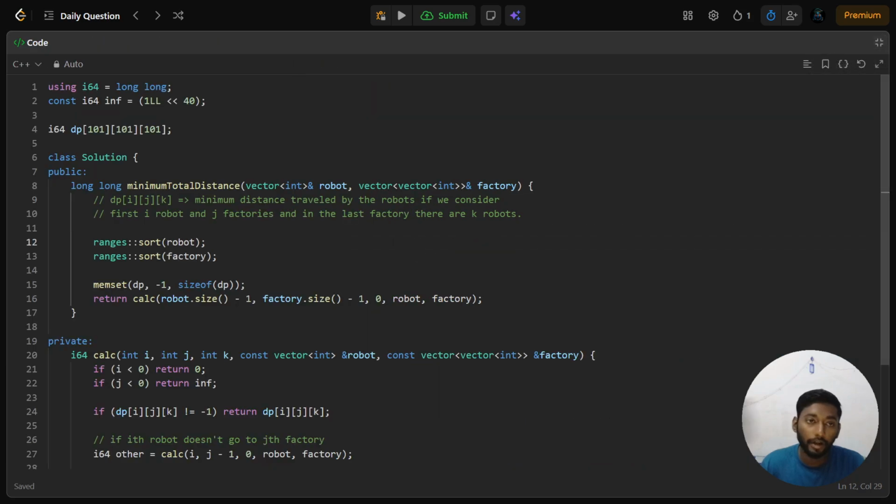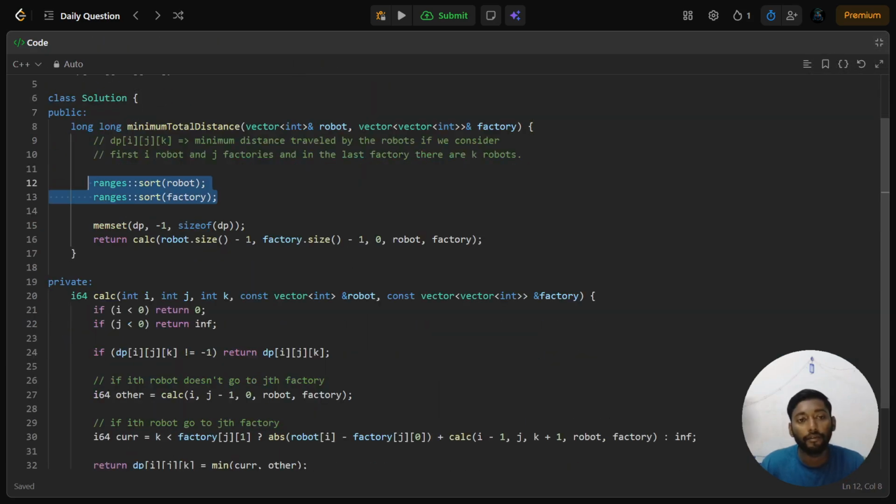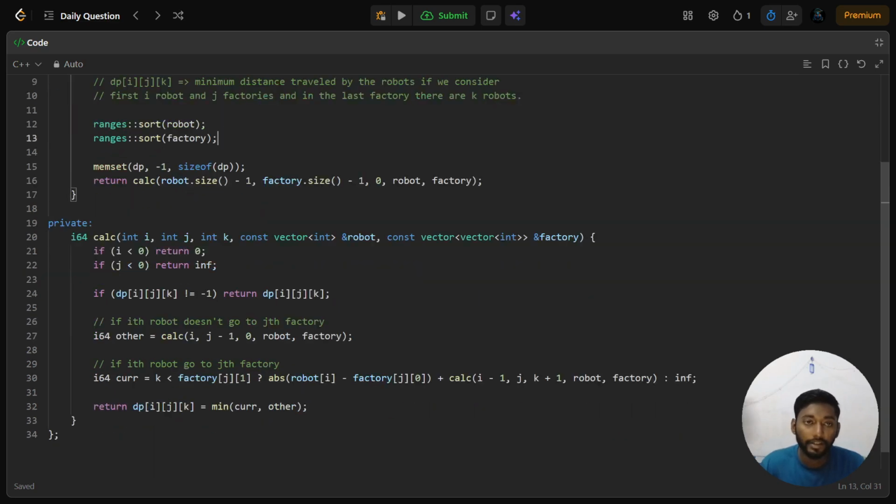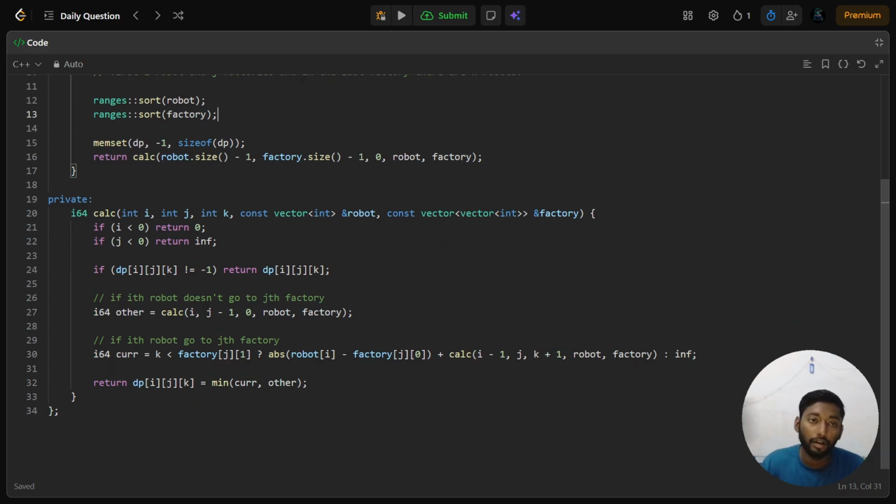So basically what we have done is we have taken a DP table here. We sorted the robots and factories by their position. We initialized all the DP to -1, which is basically a simple memoization technique. Then what is the definition of calculate of I, J and K? We are considering the ith robot as the last, the jth factory as the last, and we know that the jth factory already has k robots in it. So it will return the minimum distance for that scenario.